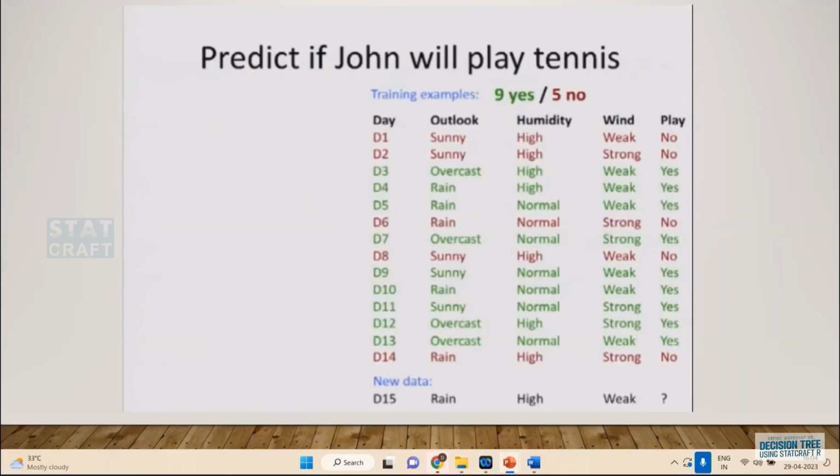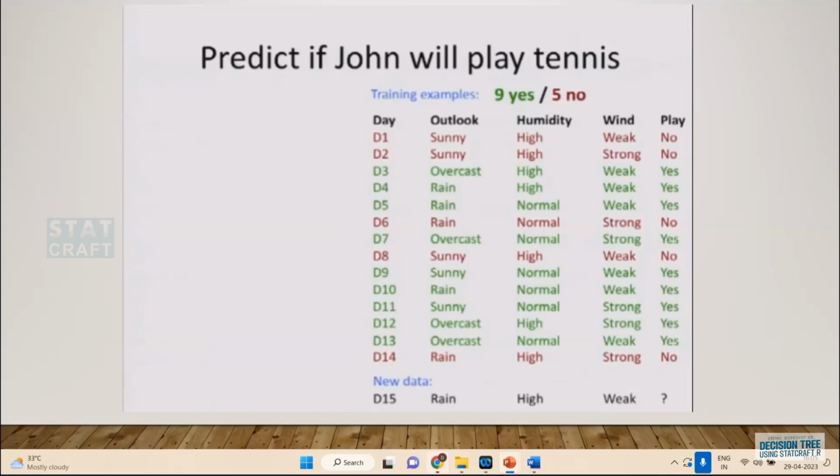I'll take one very small example. There is a small example on your screen where we have to predict whether John will play tennis or not. This example has been given in many books, and I will repeat the same example. So what are the factors which determine whether John will play or not? The day, the outlook, the humidity, the wind level, and the target variable is whether John will play or not. So we want to find out under what conditions John plays tennis.